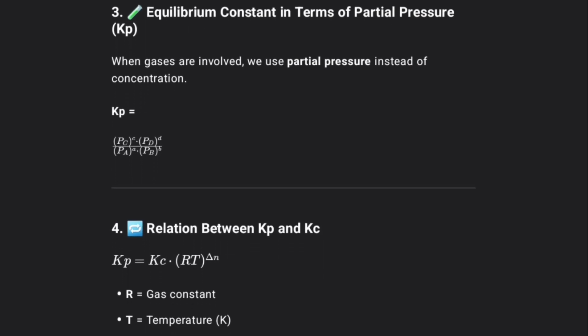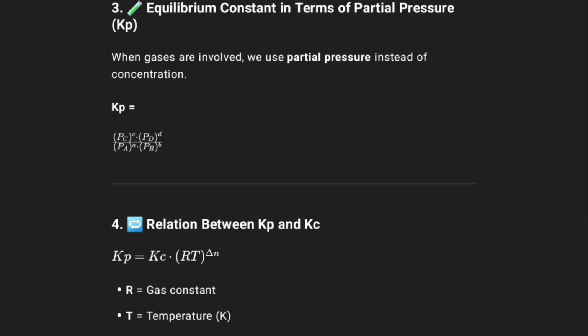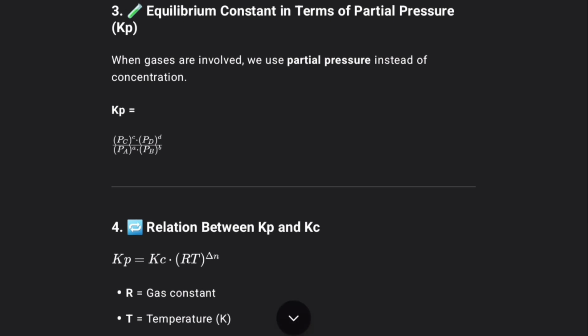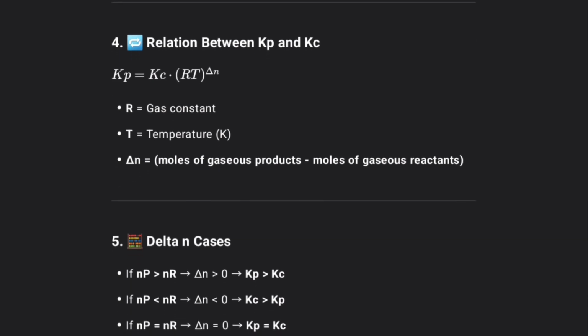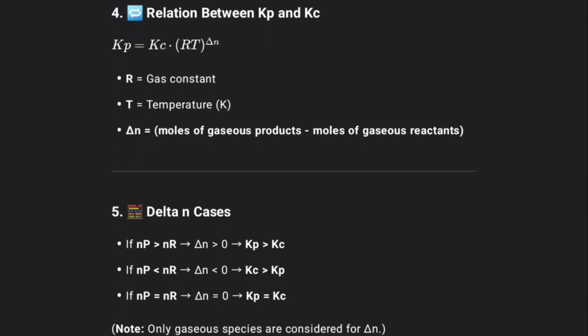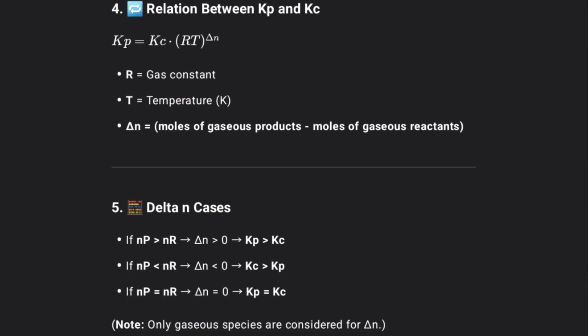3. Equilibrium constant in terms of partial pressure, Kp. When gases are involved, we use partial pressure instead of concentration. Kp equals Pc times Pd divided by Pa times Pb. Kp equals Kc(RT) to the power Δn, where R equals the gas constant, T equals temperature in kelvin, and Δn equals moles of gaseous products minus moles of gaseous reactants. If np equals nr, Δn is 0 and Kp equals Kc. If np is greater than nr, Kp is greater than Kc. If np is less than nr, Kp is less than Kc. Note, only gaseous species are considered for Δn.